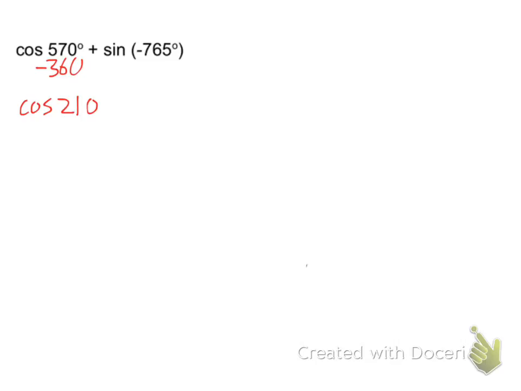So I'm okay with that. I'm happy with that. And what happens with the negative 765? I'm going to need to add 360. And when I do that, I end up with a negative 405. That's still not there. So I'm going to add 360 again, which equals negative 45, which is still not there. Adding 360 again, you now end up at 315.